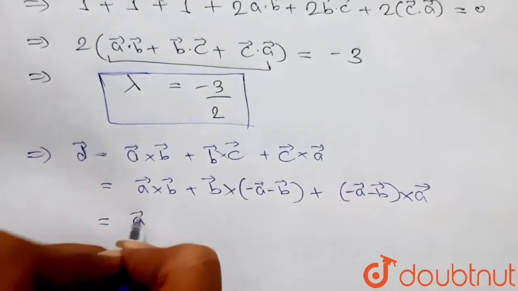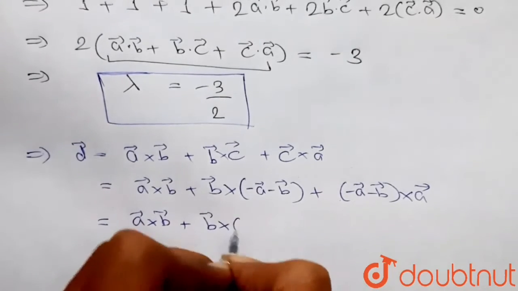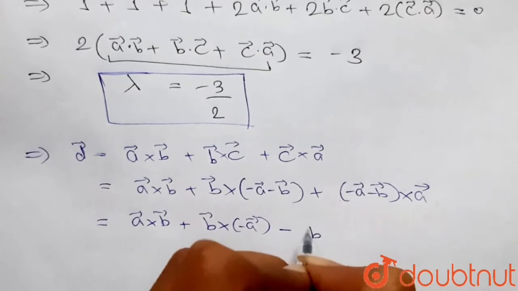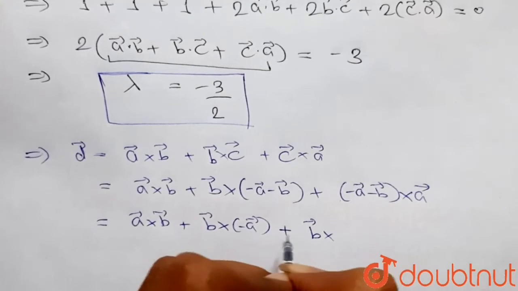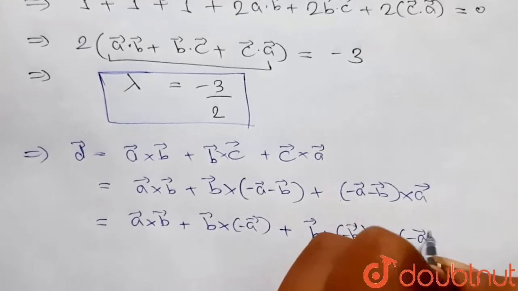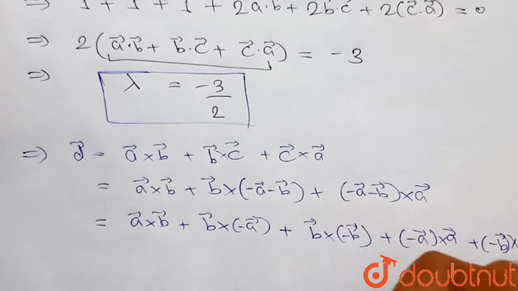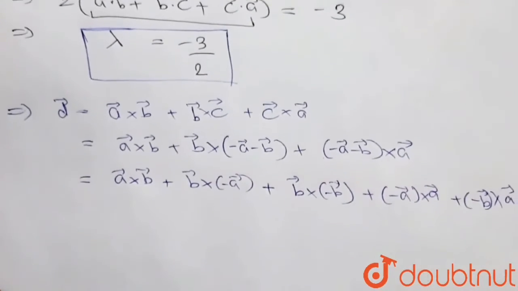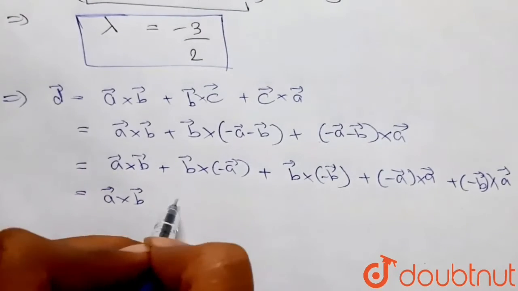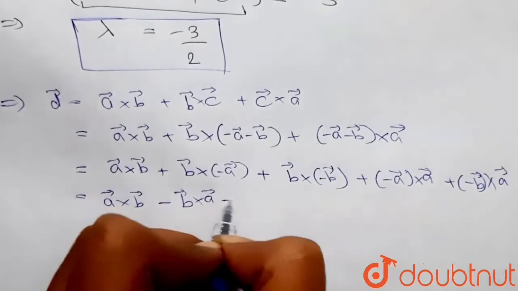So this will be equal to vector A cross vector B plus, let's open these brackets, so this will become vector B cross minus vector A, minus vector B cross vector B, and here we will have minus vector A cross vector A minus vector B cross vector A, right? Now let's solve this thing. So this will be vector A cross vector B. This will become minus vector B cross vector A. This will be, actually this will be equal to 0, right?